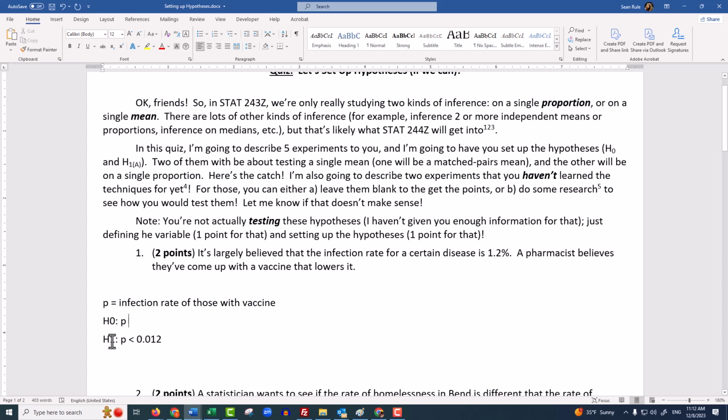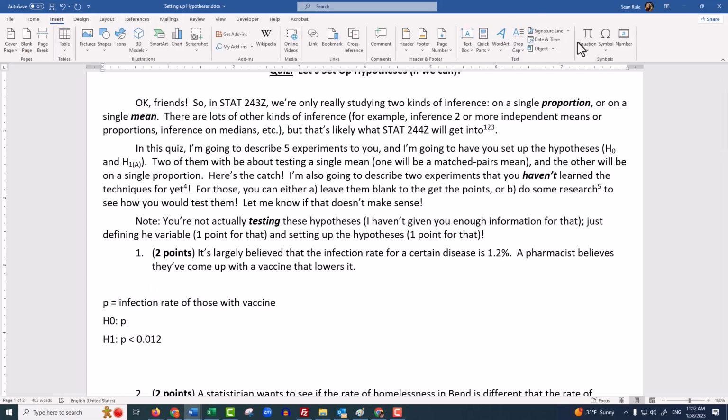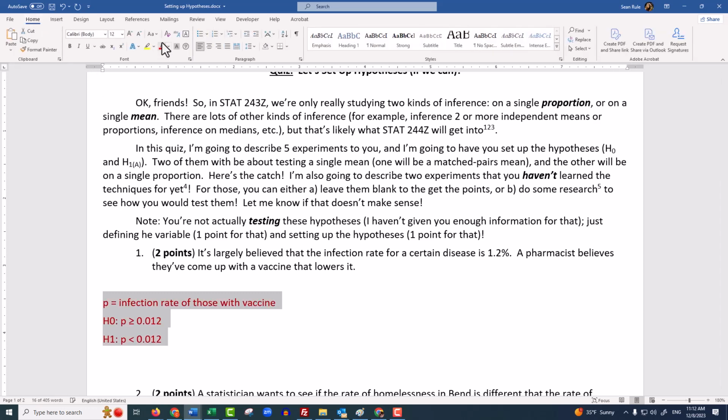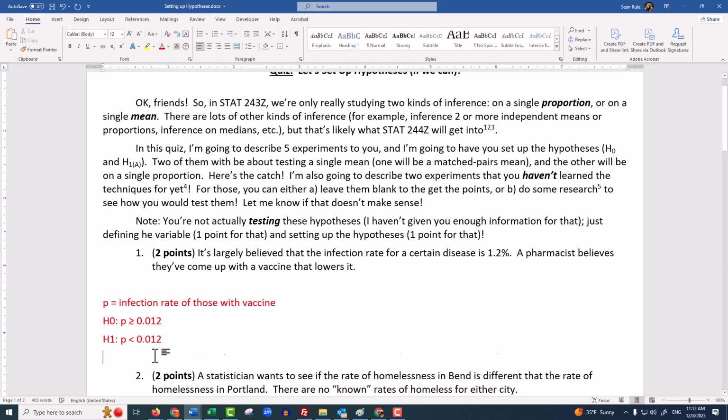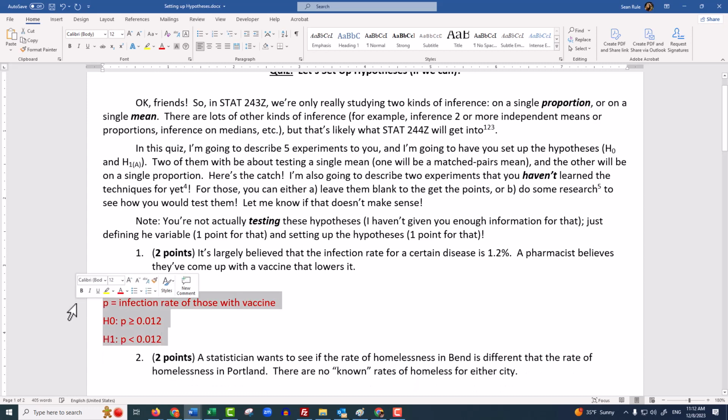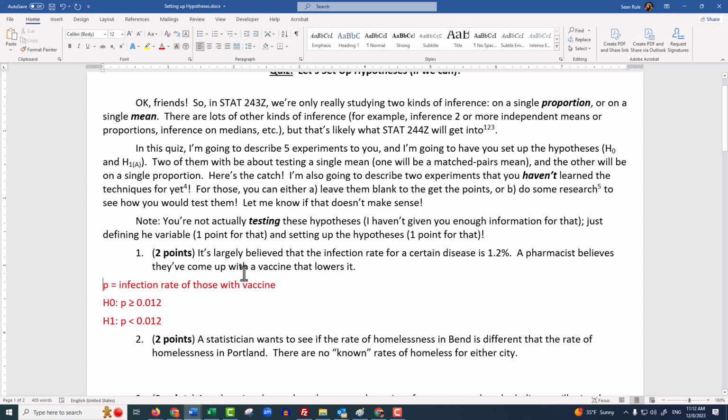The research hypothesis is the pharmacists claim that they're going to be lowering it. The null is the opposite of that, which is going to be greater than or equal to 0.012. And that's all you can do here. You can't actually test this without me giving you some kind of data. So I'm just going to color that in red, and then we're going to leave it there, and that's going to be the hypotheses for number 1. All right. I'm going to copy the formatting down here to the next one.